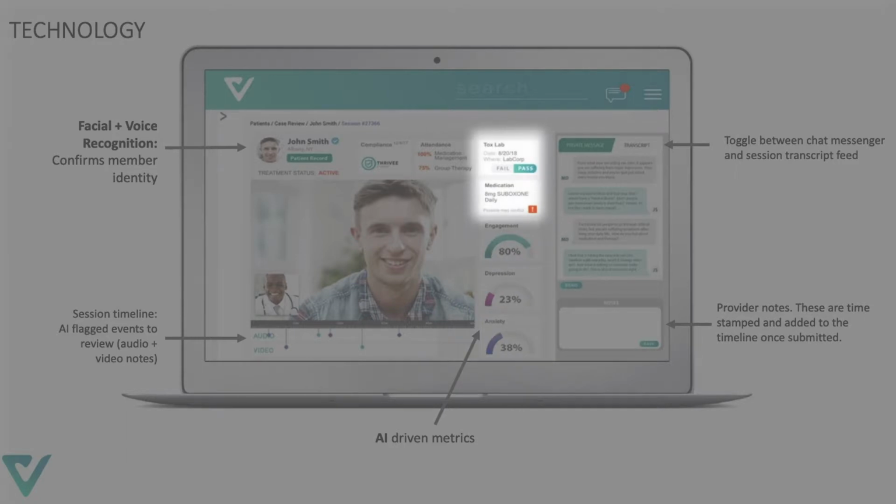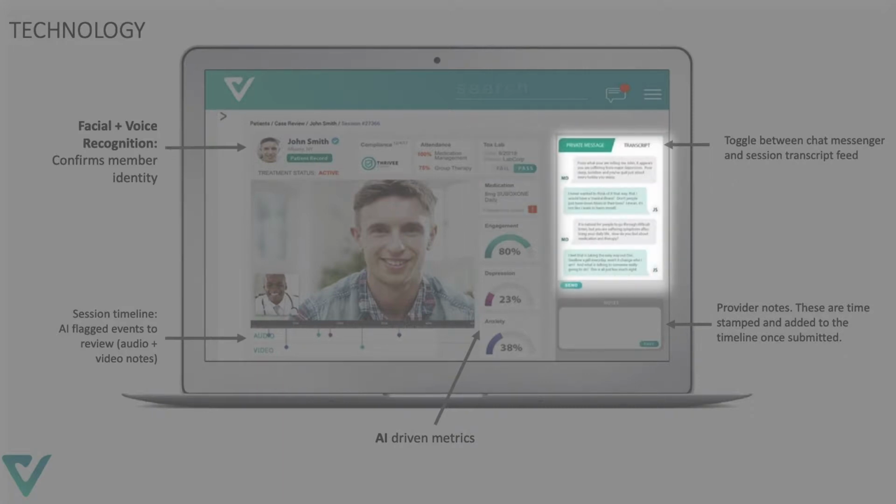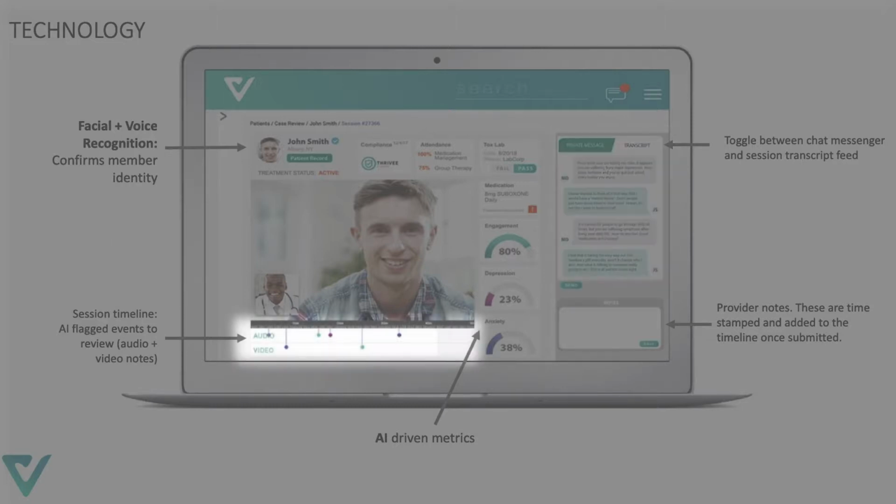She can see, has Maggie been clean? Did she have a clean toxicology? There's an indicator up there on that. And then finally, text messaging running here on the right between her and Maggie, if there's any opportunity to do that. Along here is a timeline that shows you the audio and the video.